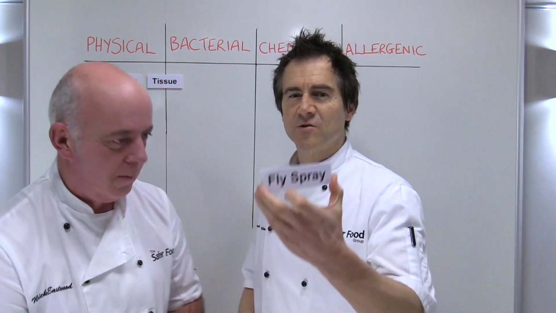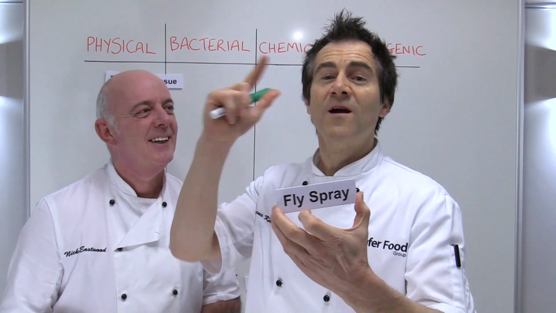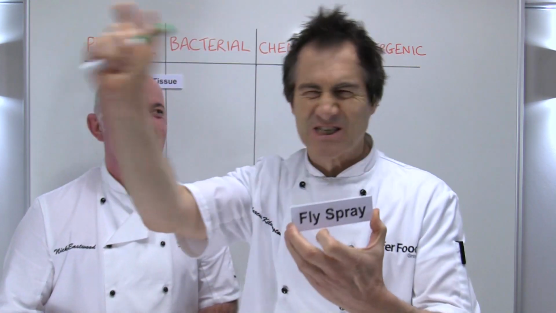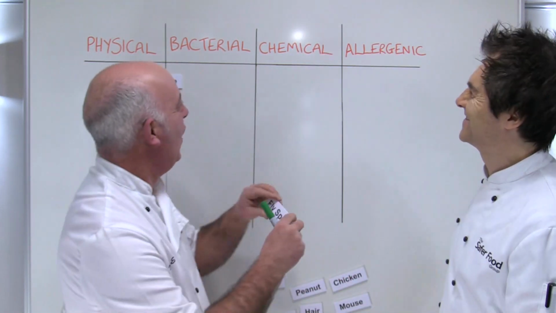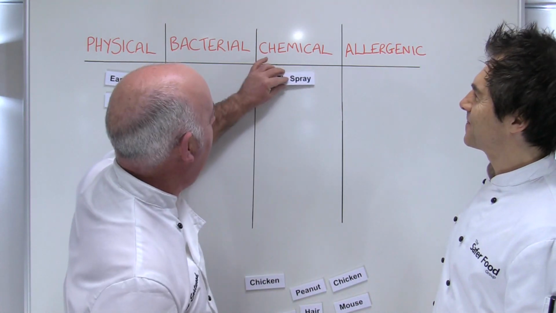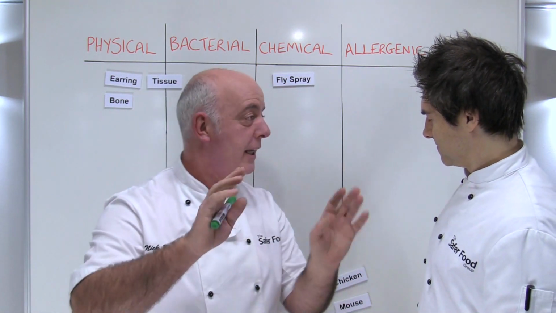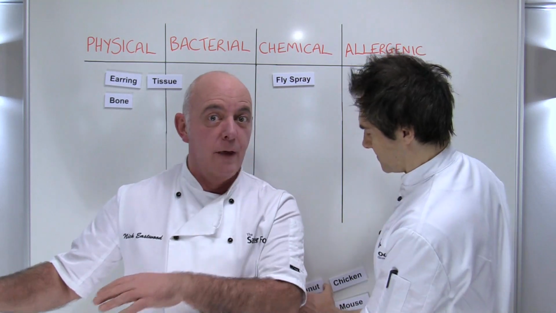Very good, Nick. Now here's another one, a fly spray. Perhaps you've got a few flies flying around your restaurant and you go along with your fly spray all over the place. Where will that be? Okay, think about it. It's a chemical contaminant. Remember, if you are going to spray it in a kitchen, make sure you cover the food or put it out of the way first.